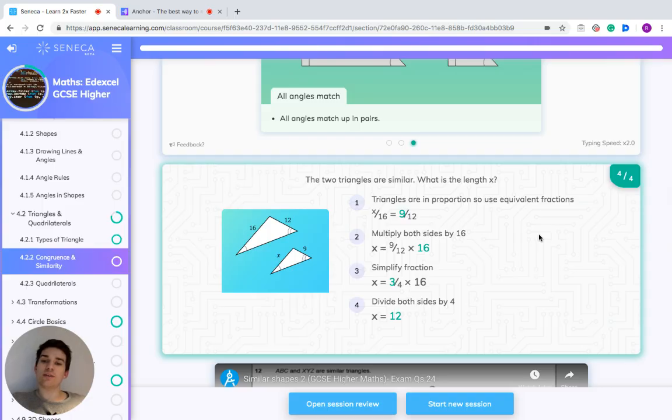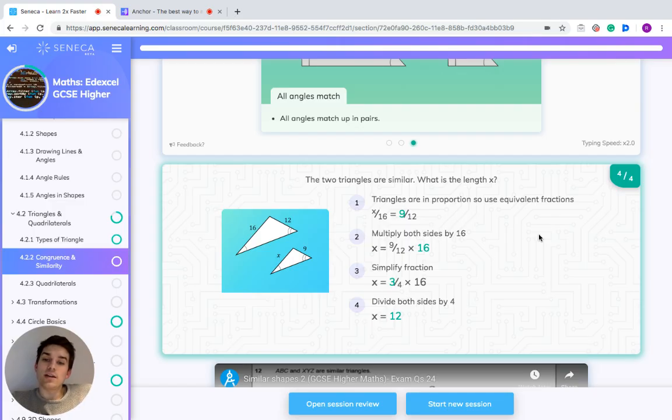And you can use that to work out missing side lengths of a triangle. If you know that 2 triangles are similar, and you've got one with sides of 16, 12 and 10, that's your 3 side lengths, 16, 12, 10. And you know that the other one has sides of x, 9, and another unknown. You can work out what the relationship is between those 2 triangles to make them similar.